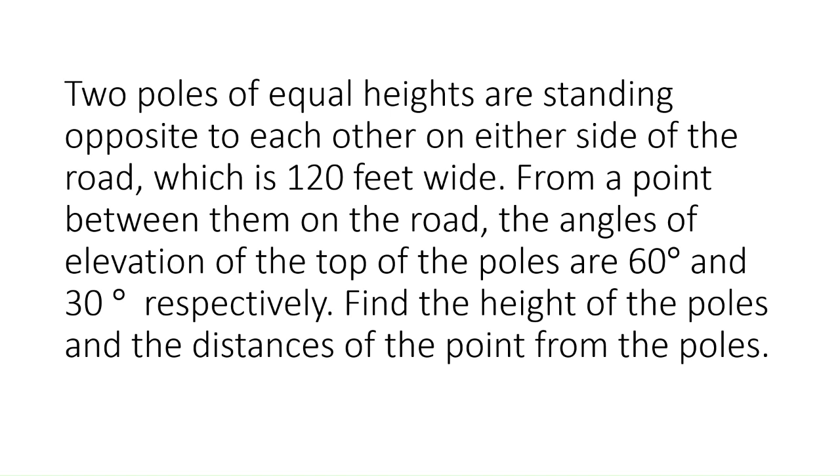Okay, so we need to find out the height of two poles, which are on either side of a road. The road width is 120 feet. And one more thing we need to find out is the distances of the point, from where the angles of elevation have been taken. The point is taken in between the two poles, on the road. These are the important points given according to the data, right?